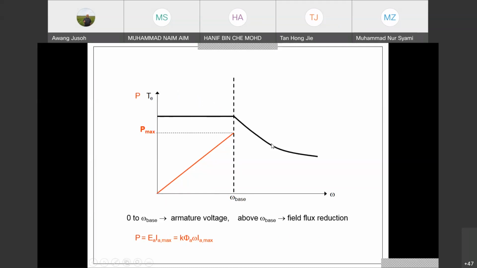Beyond base speed, what happens to the torque? Decay. Why decay? Because flux decays. When flux decays, the torque will decay. But in this region, IA is constant, V is also constant, so the power is constant. Sometimes we call this region the constant power region, or the flux weakening region. Flux weakening region or constant power region, same area. That is how we control the DC motor. Hopefully you can understand this.